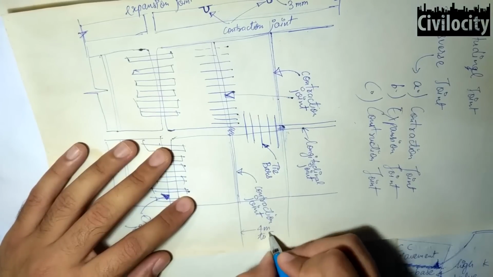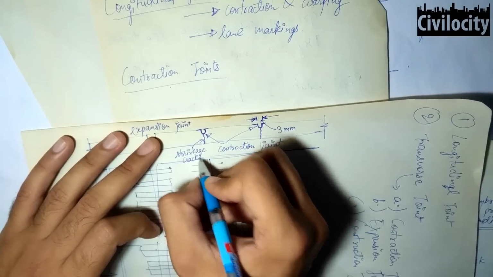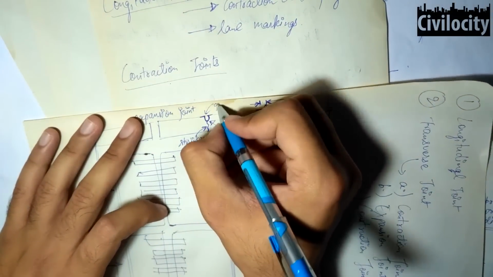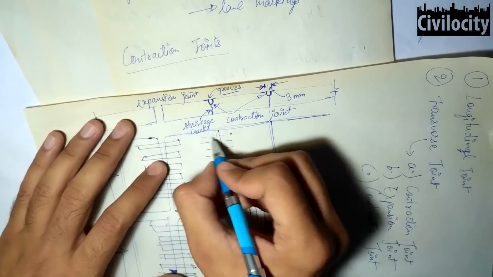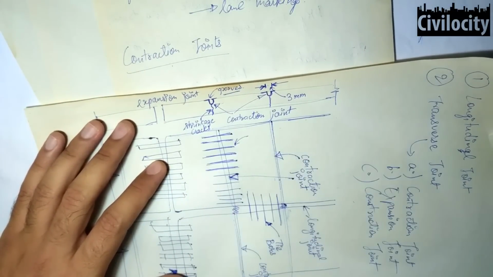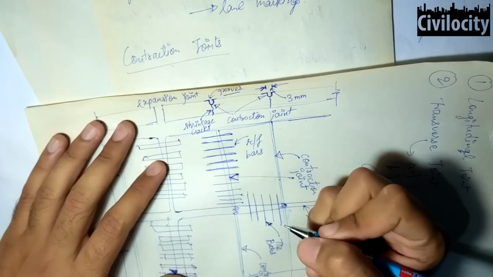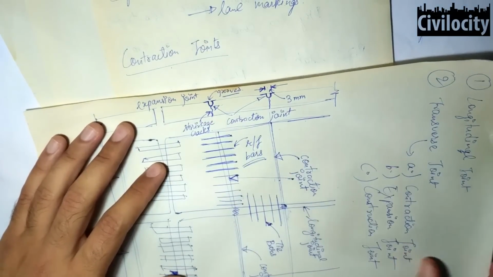We know that shrinkage cracks try to occur in our pavement, and we want these cracks to be finer and they should not deteriorate our pavement. So in order to make these shrinkage cracks even finer, these grooves are made so that these cracks should occur just below these grooves. And in order to prevent the widening or spreading of these cracks, we provide the reinforcement bars just below the contraction joint. Now let's talk about the expansion joints.